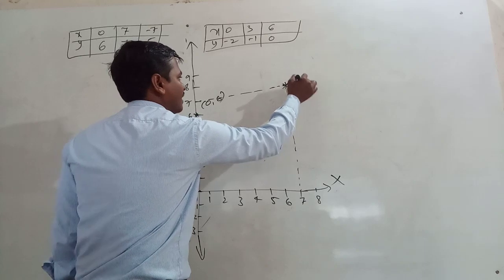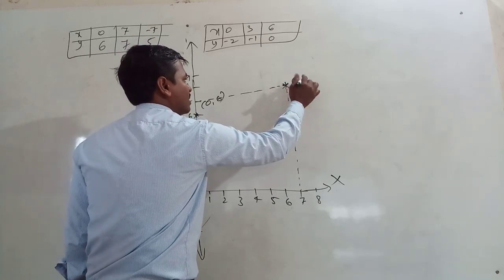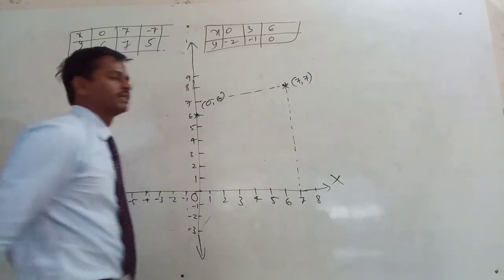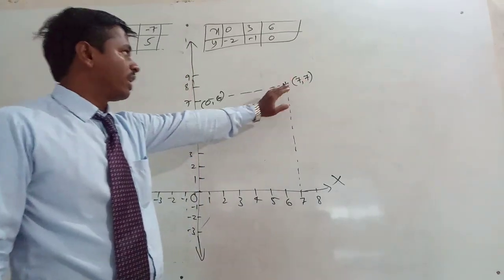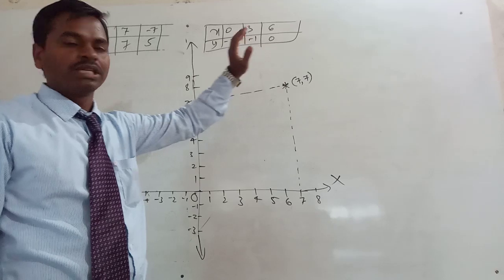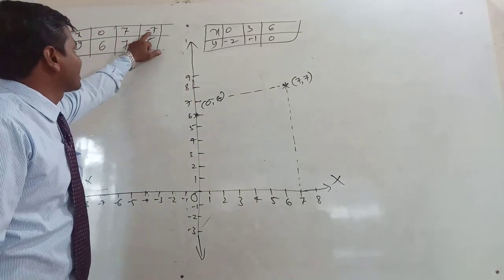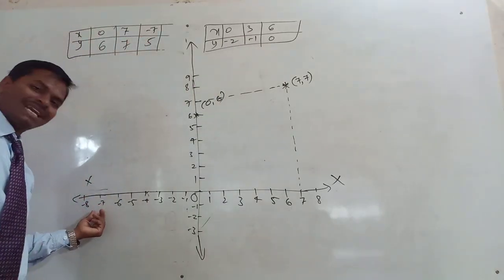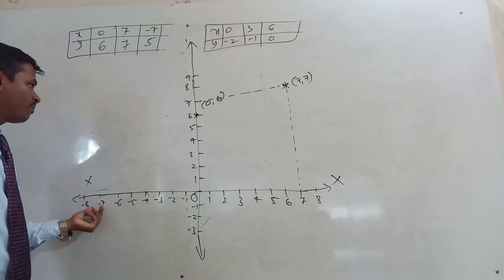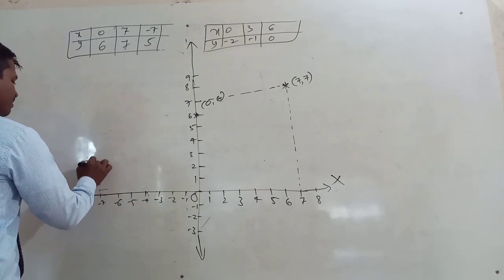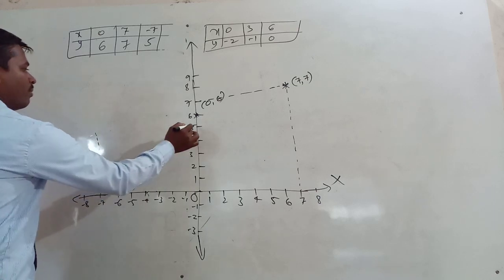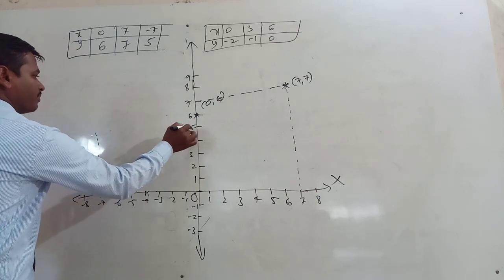Okay? X is 7. Y is also 7. Now this is the point we are getting, 7 comma 7. That is the coordinates of the second point. The third point is minus 7, 5. X is minus 7, it is here. 5 means it will be here. X is minus 7 and y is plus 5.